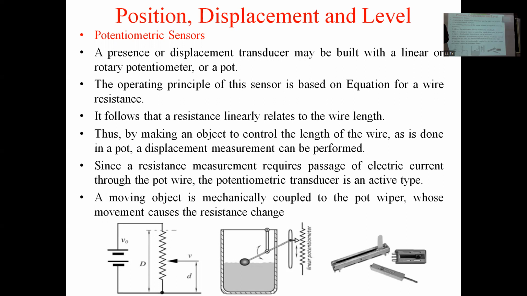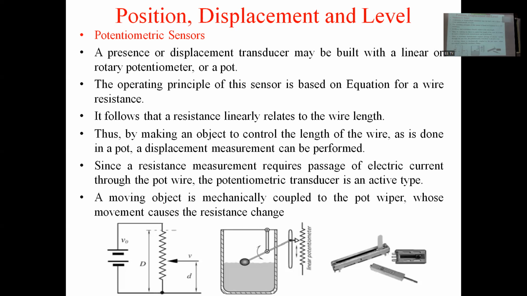So again, do you know the equation of resistance? R is equal to rho L divided by A. That means the resistance of that type of sensor is directly proportional to length and inversely proportional to cross-sectional area. Again, our position and displacement type of sensor will detect the length or distance.